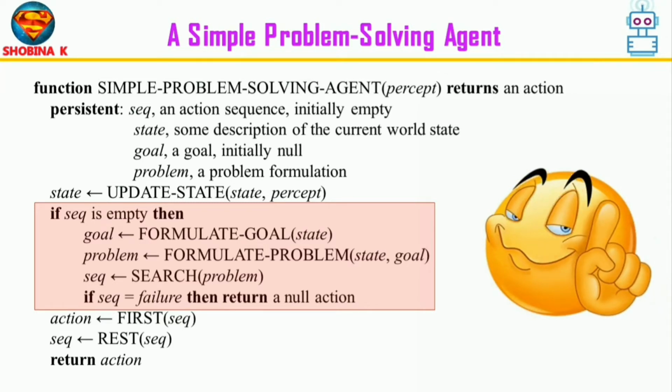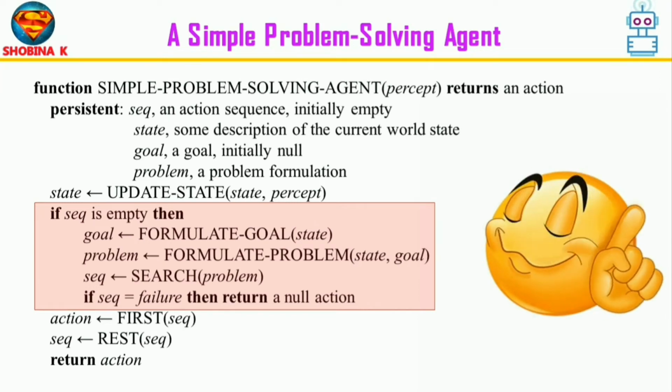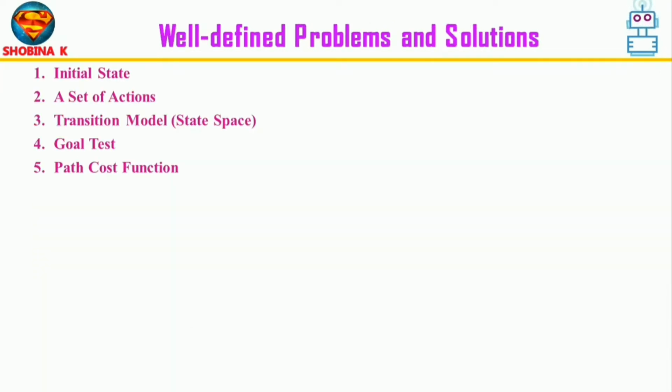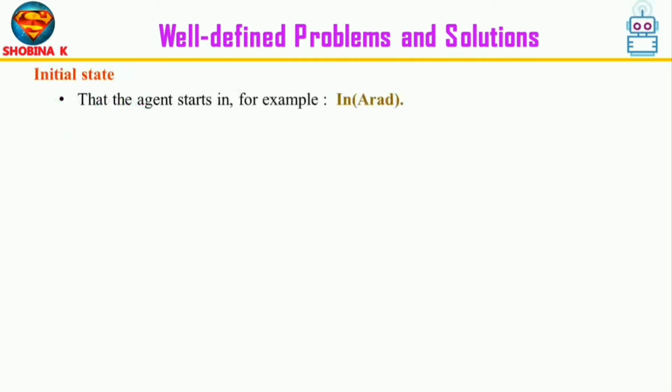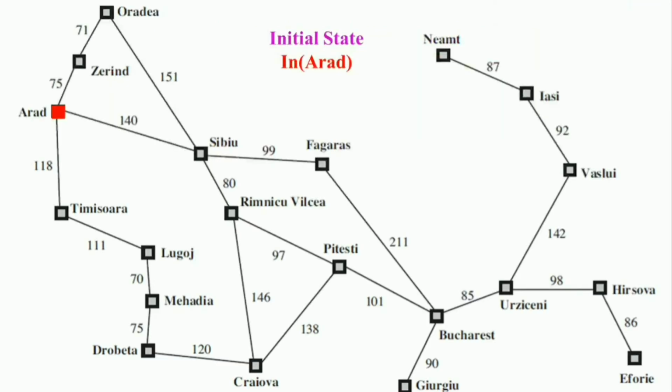While explaining the pseudocode, we have seen only 2 components of the problem, which is the initial state and goal state. Now let us see all the 5 components of the problem. A problem can be defined formally by 5 components, which are initial state, actions, transition model, goal test, and path cost. The initial state is the state the agent starts in. For example, the initial state for our agent in Romania might be described as In(Arad). So the initial state is the starting point of the problem.